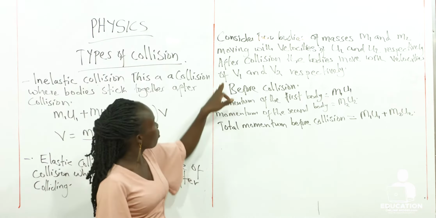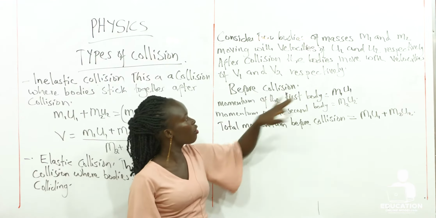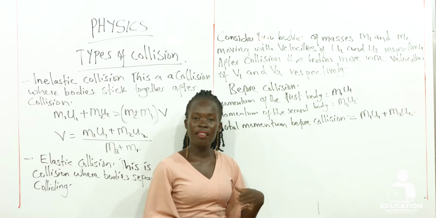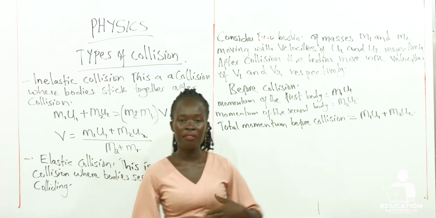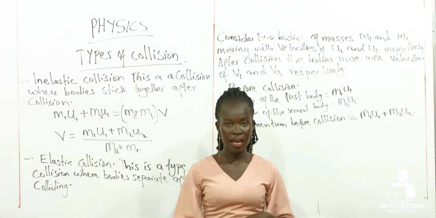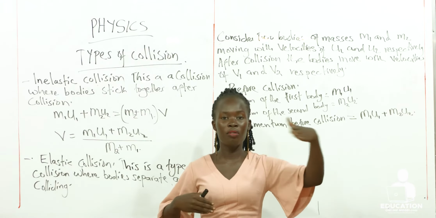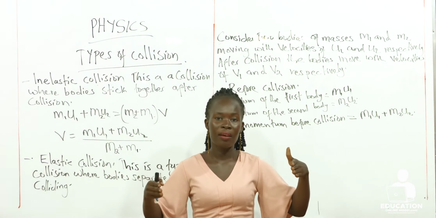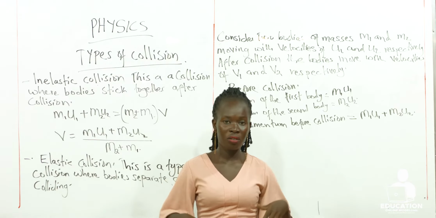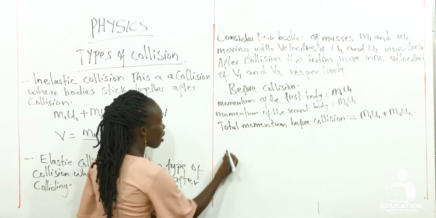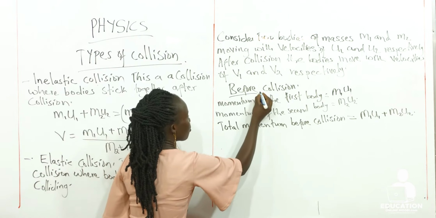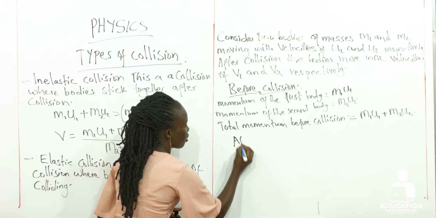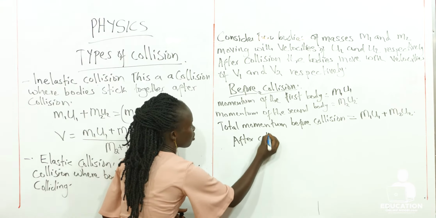What if now they say after collision the bodies move with velocities of v1 and v2? Those are the velocities the bodies attain after crashing into each other. They separated and started moving at different rates. So what were their momenta again? Does it increase or reduce is what we shall see. So we shall have our momentum. This was before. So we have after collision.